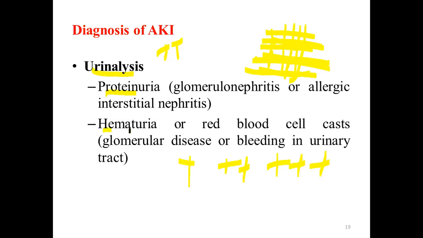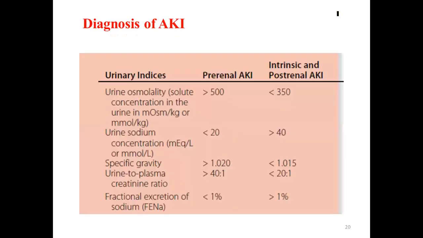Then I already mentioned the possibility of blood in the urine or any RBC casts in the urine. Those are indicators of glomerular damage. There is some problem in the glomerulus, or bleeding in the urinary tract. So it gives you a lot of information that you need to know about the importance of urinalysis in the diagnosis of AKI.